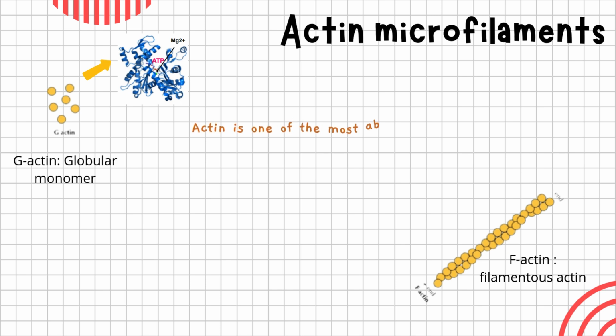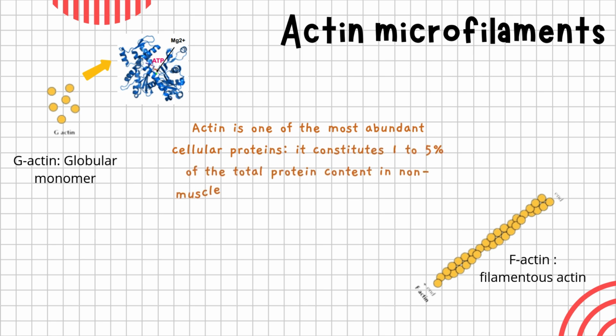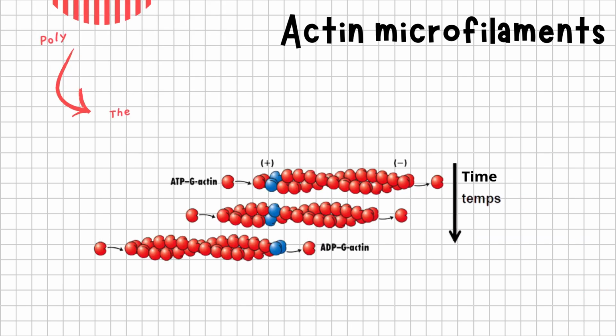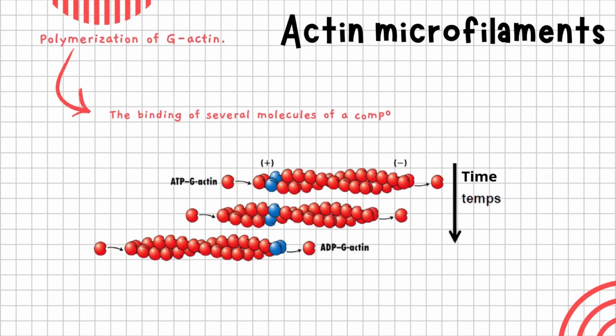Actin is one of the most abundant cellular proteins. It constitutes 1 to 5% of the total protein content in non-muscle cells and 20% in muscle cells. The actin filament exhibits polarity, with a plus end and a minus end. This figure shows the stages of actin microfilament polymerization, where G-actin monomers bind together to form an F-actin filament.